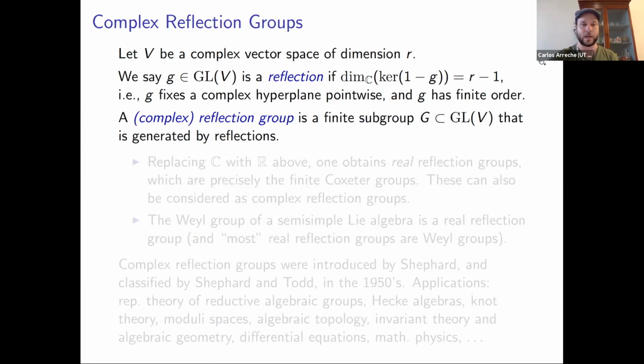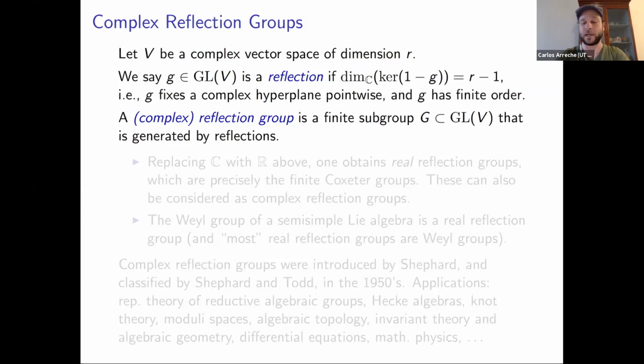Okay. So in a complex vector space of dimension r, a linear transformation is going to be a reflection if it fixes a codimension 1 complex subspace and it has finite order. So if I give you a finite subgroup of GL(V) that is generated by reflections in this sense, that's what's going to be a complex reflection group, also called unitary reflection group in the literature.